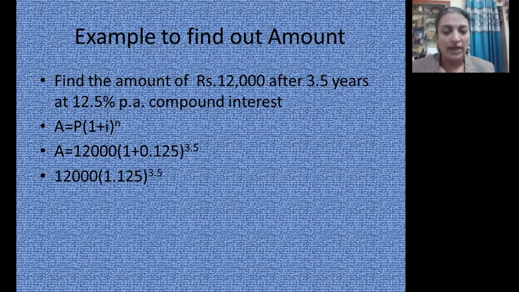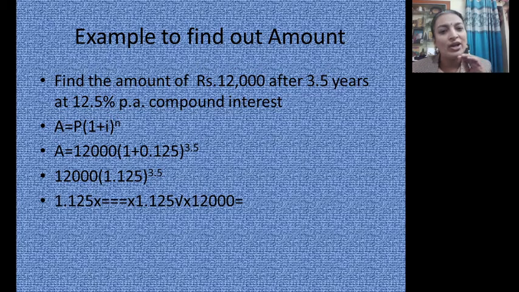It is 3.5. How to do it? For this, we have to go with 12,000 in the bracket 1.125, that is 1 is added to 0.125. So it is 1.125 and bracket close raised to the power of 3.5. How to do it? In the calculator, you can do it directly. How? 1.125, you have to press the multiplication mark, that is into. Then for 3.5, press the equal sign 3 times. Immediately, don't stop in the middle.